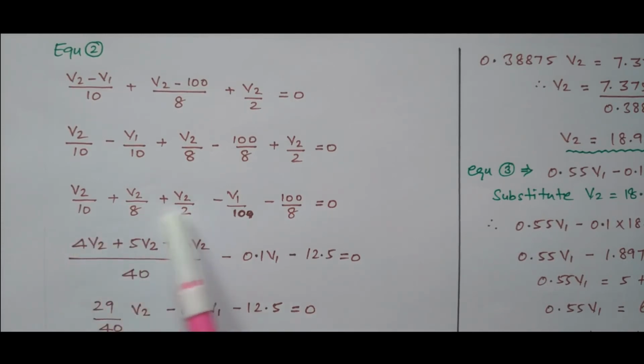Now we can take the LCM for these three numbers, 10, 8 and 2. The LCM is 40. In 40, this 10 goes 4 times, so 4V2.